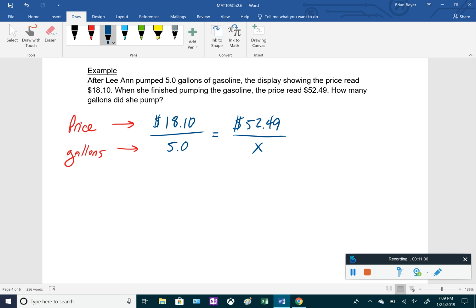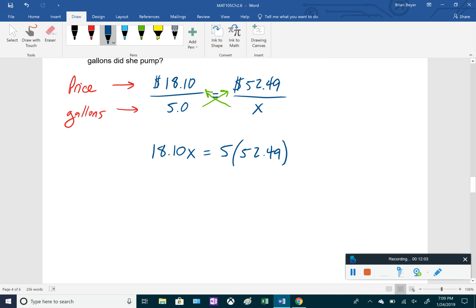So let's solve this by cross multiplying. So it's going to be this one to that side, this one to that numerator. We're going to get 18.1 x equals 5 times 52.49. And obviously I just dropped the dollar sign here, which is fine. Okay, so for the 5 times 52.49, the right-hand side, we end up with 262.45.